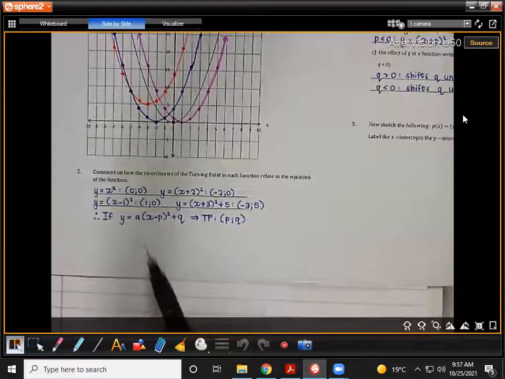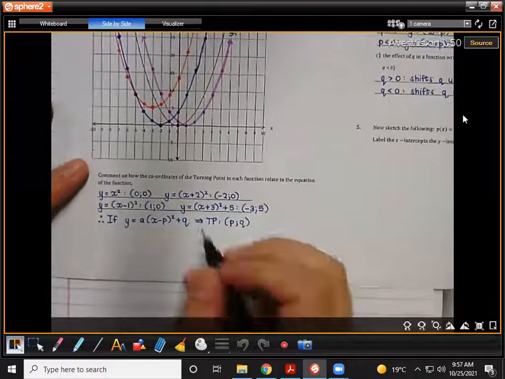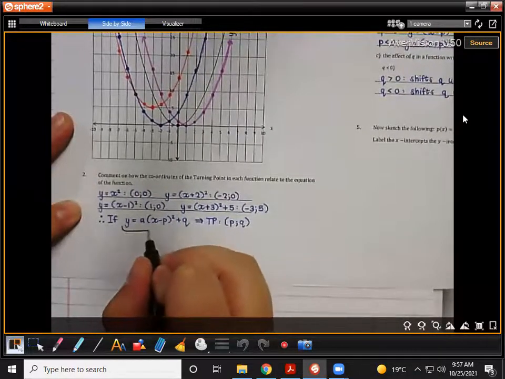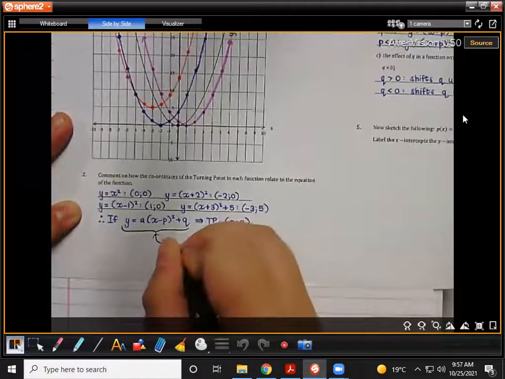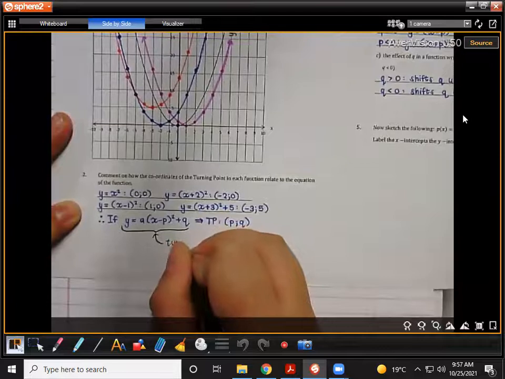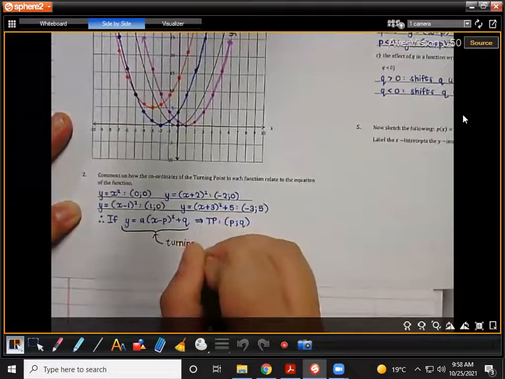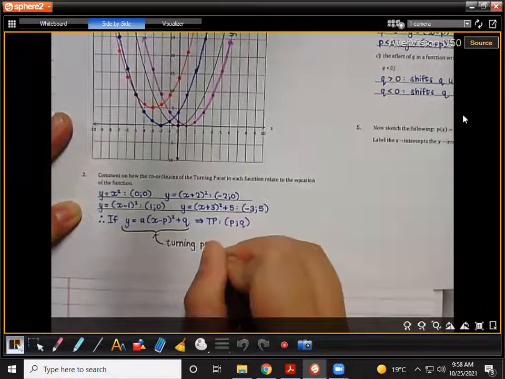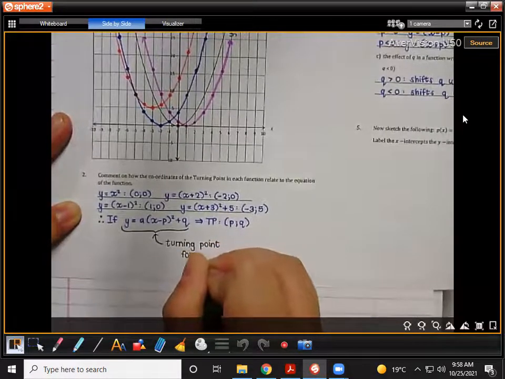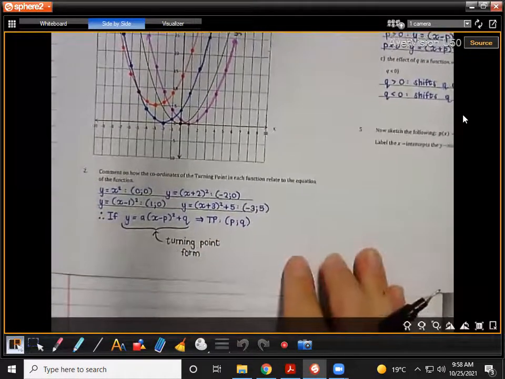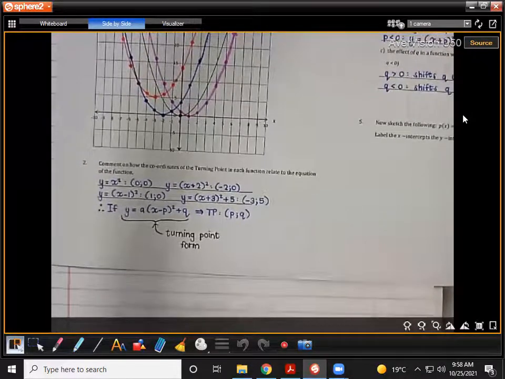So guys, this is actually what we call turning point form. It's a second form of the parabola equation, which you haven't done before. Turning point form. And it is called turning point form because you can see what the turning point is going to be by looking at the equation.